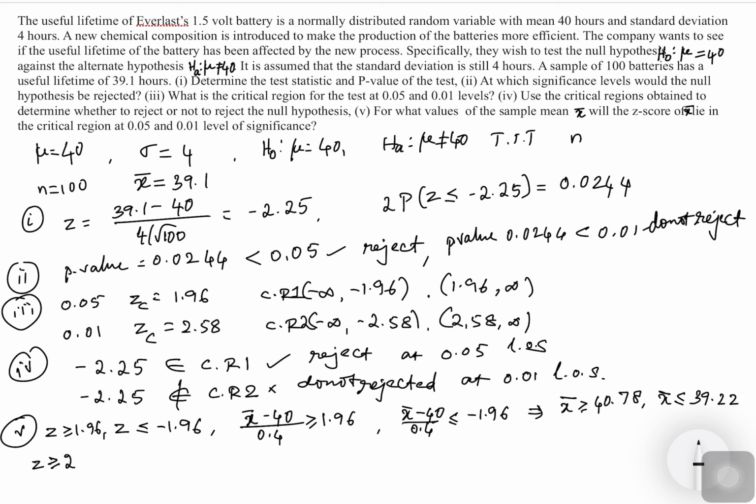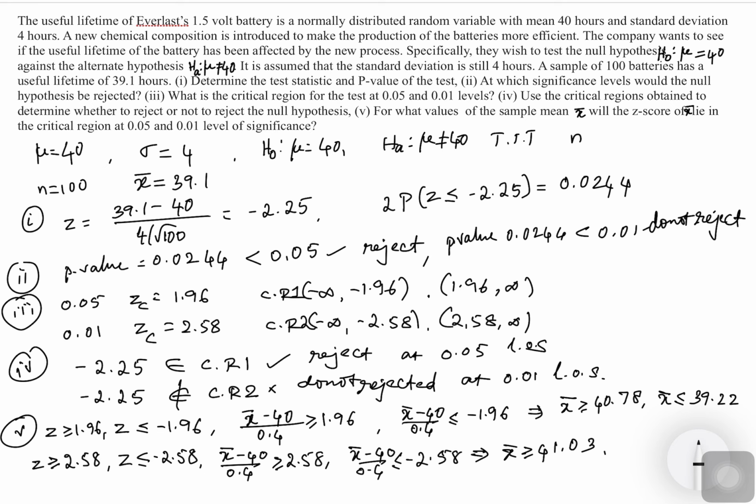And at the 0.01 level of significance, we expect z to be greater than 2.58, or z to be less than or equal to minus 2.58, to say that the z value lies in the critical region. So x bar minus 40 over 0.4 greater than 2.58, or less than or equal to minus 2.58, and this implies x bar is greater than or equal to 41.03, or x bar is less than or equal to 38.97.